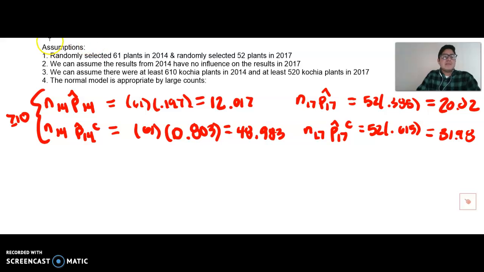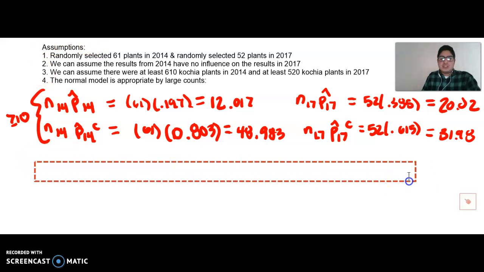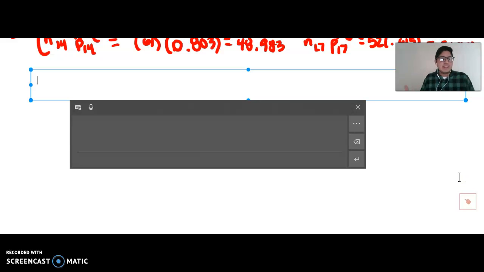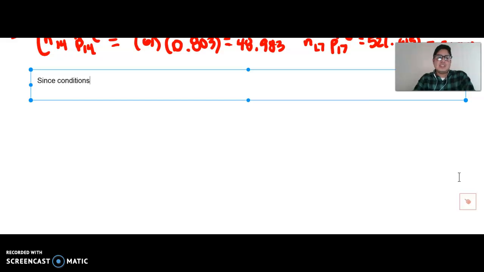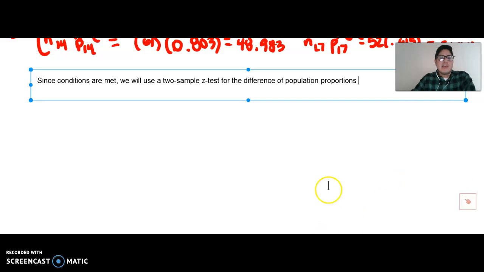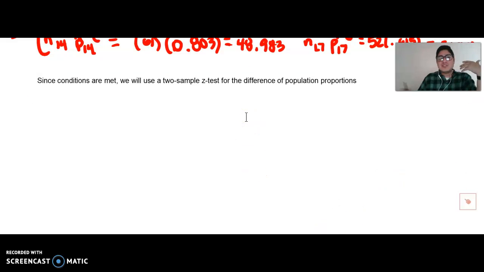Since all of our assumptions are met, we actually do have a procedure now that we can use to find a valid test statistic and a valid p-value, which is why we must assume normality. So we're going to say something like, since conditions are met, we will use a two-sample z-test for the difference of population proportions. Okay, and now a little bit more work, because we assume that these two populations are equal.